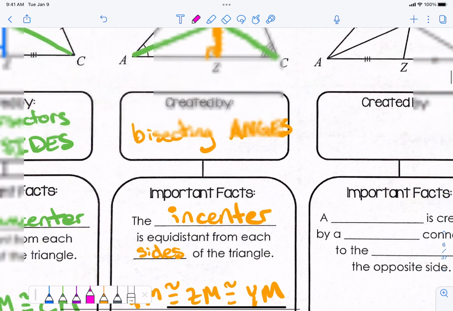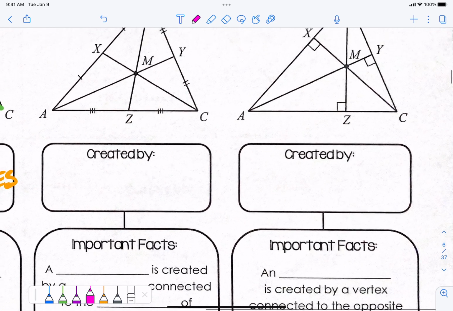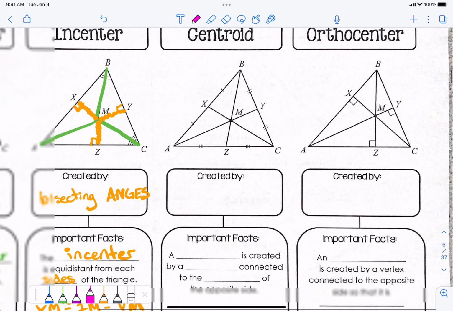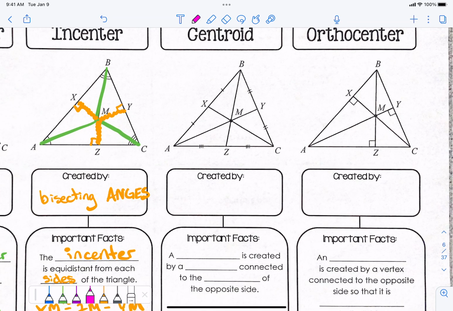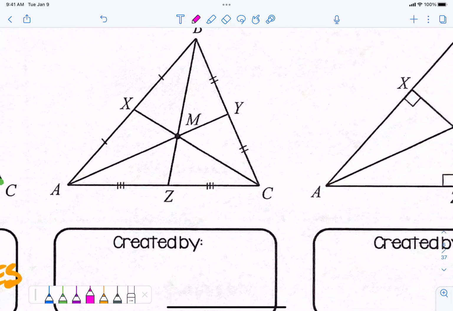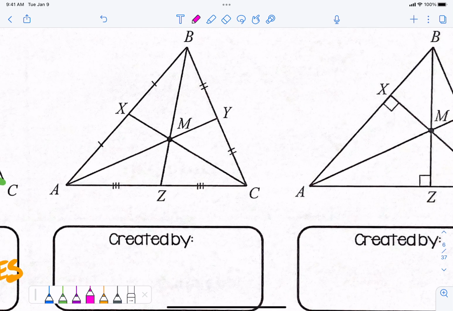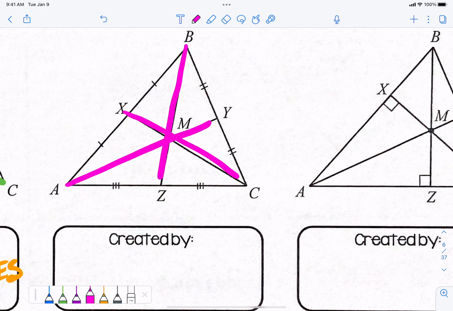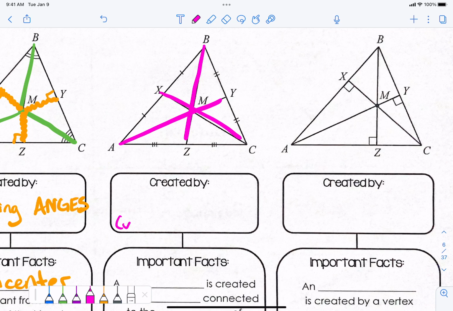Go to the back side. Let's fill in these two little boxes right here. Centroid. Okay, we've got midpoint to vertex. What are these lines called again? For a centroid, vertex to midpoint. What were those called? The median. Median is like middle, and middle is midpoint. Medians.